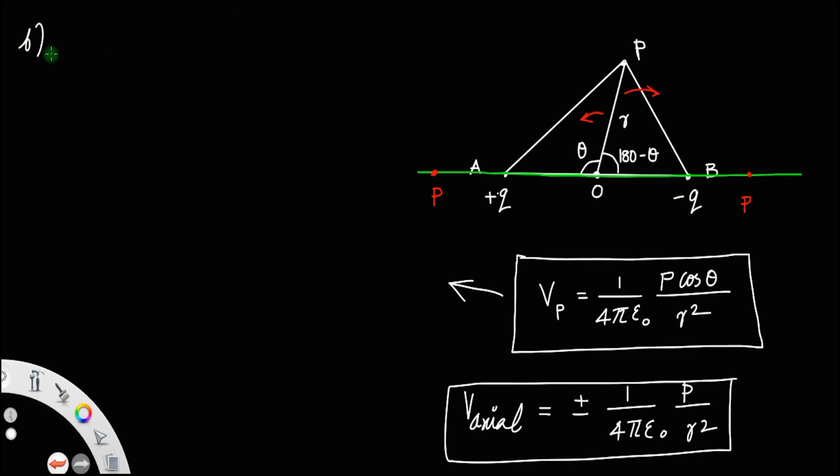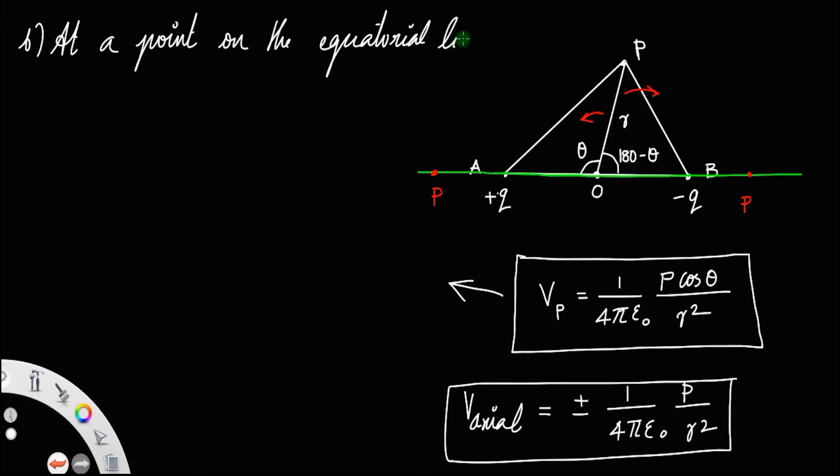Case B, at a point on the equatorial line. See, equatorial line means any line passing through the center of the dipole and perpendicular to its length. That is this line. Clear? So you can clearly see that the angle theta will be 90 degree. If the point is above the dipole, theta will be 90 degree, and if it is below the dipole, if you rotate this much angle, theta will be 270 degree.